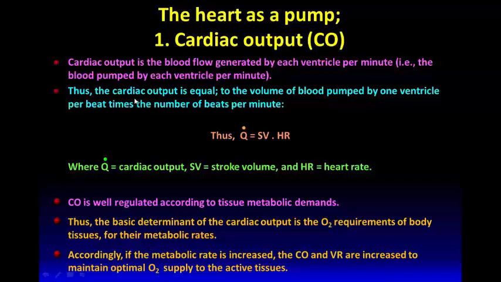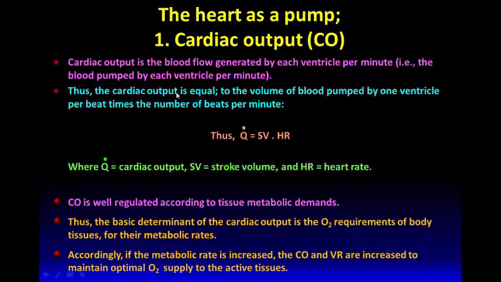The outputs of the two ventricles are equal. However, the output generated by the left ventricle into the aorta is generated with a much higher pressure than the output generated by the right ventricle into the pulmonary trunk. The pressure generated by the left ventricle is approximately 6 to 7 times the pressure generated by the right ventricle, as we mentioned in the previous lectures.